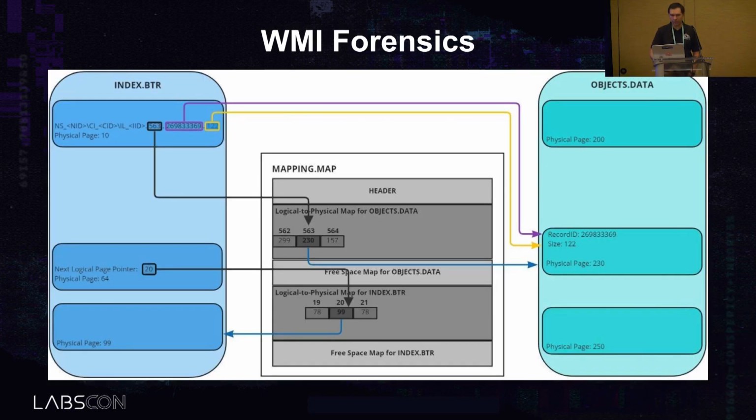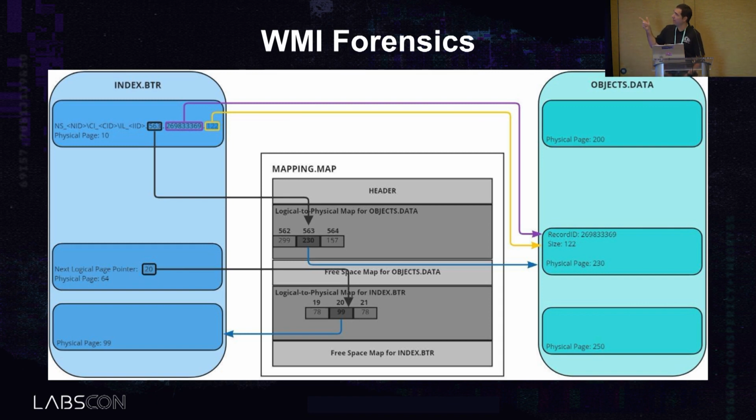So let's look in practice at how this works. So we have the index.btr. First, we need to create the search path string for the WMI object that we're looking for. So that's how it's done. You get the identifier for the namespace, class, and instance name. You concatenate them using some prefixes that are mentioned there. And then the index.btr is searched for that path string, and the index record is identified.